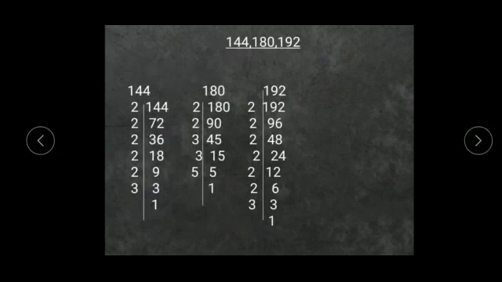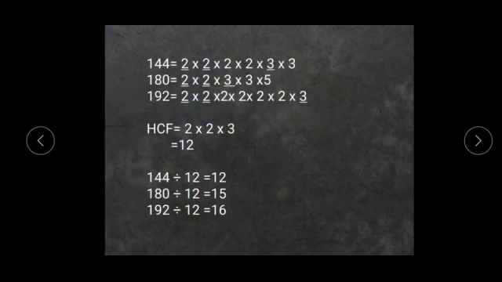So we are supposed to find the prime factors of 144, 180 and 192 as per the question, by the division method. On finding the factors, I will get the factors of 144 as 2 multiplied by 2 multiplied by 2 multiplied by 2 multiplied by 3 multiplied by 3. That means 2 four times and 3 two times. Similarly, obtain the prime factors of 180 and 192.